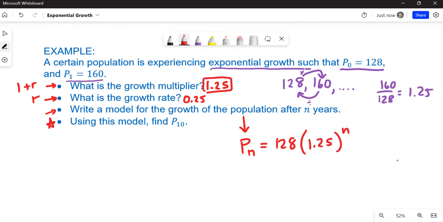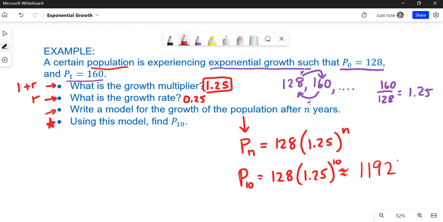And then finally, the fourth one, you can use this model to find P sub 10, and that would just be a matter of plugging in 10: 128 times the growth multiplier 1.25 for 10 years. This is where you will always need that scientific calculator. I'm going to use mine as well, and I'm going to round this off to 1,192. I'm going to use a whole number because we're talking about a population. So if I'm talking about people or animals, I'll always round off to the nearest whole number.